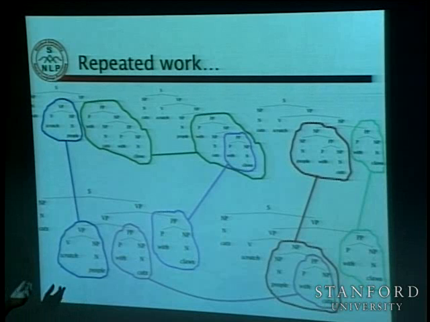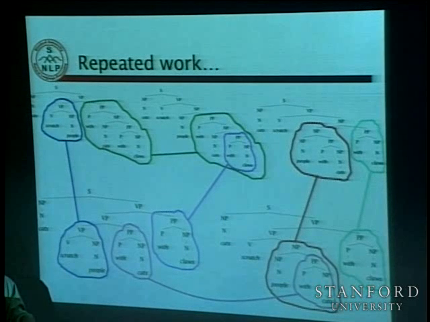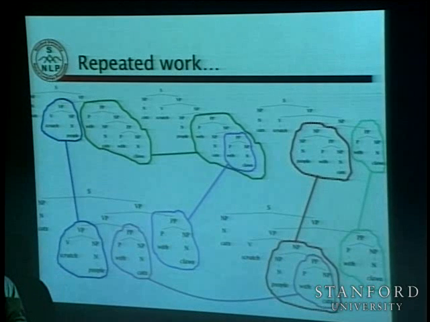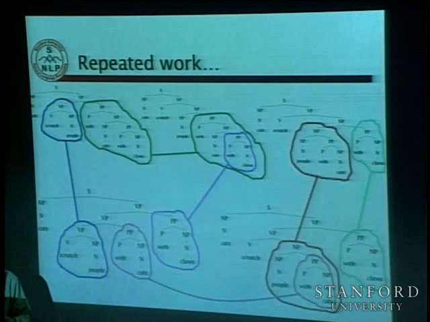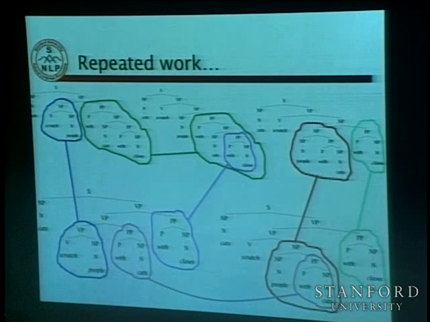And I'm not actually showing the search trees in either a top-down or a bottom-up manner. I'm just showing you the possible structures for this sentence. But the thing to notice is that these 5 sentence structures have large pieces of common substructure.